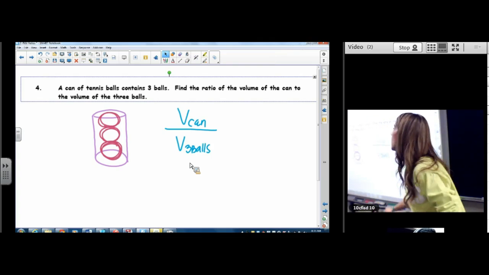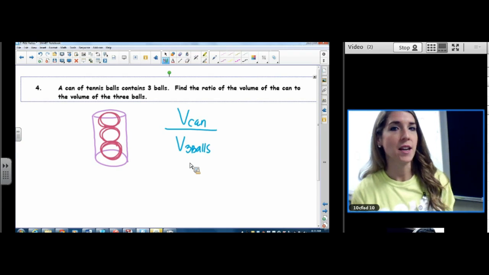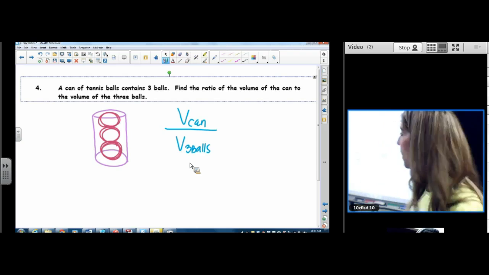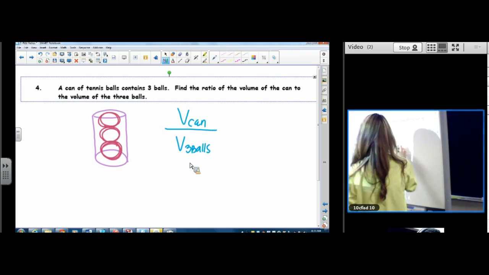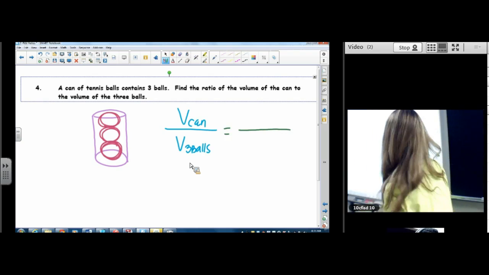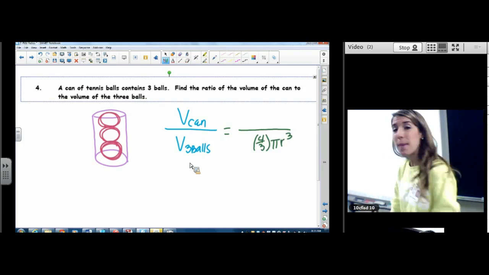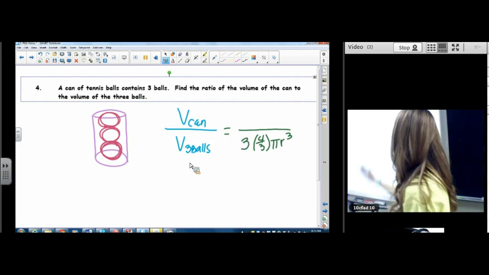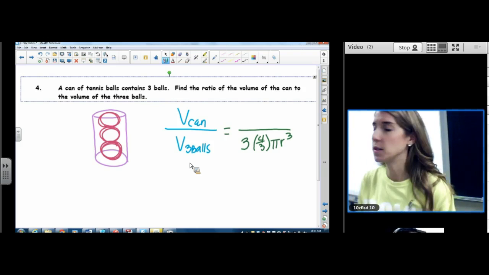Okay? So we were not given any numbers. We were not given a radius. We were not given a height. So we're going to hope that some of the variables cancel. That way we can come up with a ratio, a numerical ratio. Let's do the volume of the 3 balls first. How do you find the volume of a sphere? 4/3 pi r cubed. But there's 3 tennis balls in a can, which most of them do come with 3. And so we're going to put a 3 in front. We're going to triple that number because there's 3 spheres.